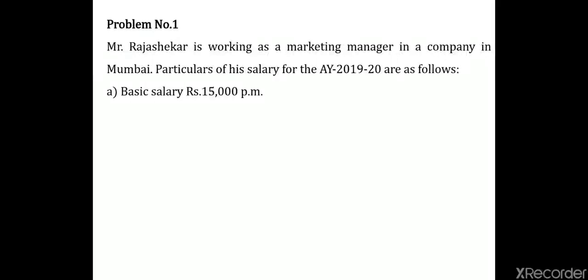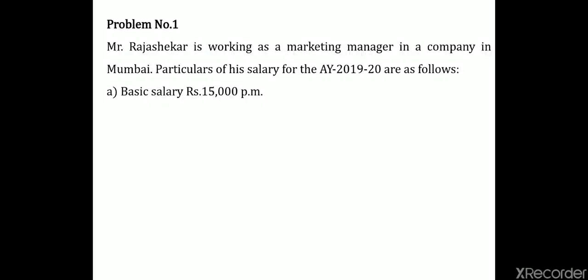First, basic salary, rupees 15,000 per month. If any amount is given on a monthly basis, you have to multiply it by 12, and if there are further calculations, you go through them. But for the basic salary there are no further calculations. Directly multiply 15,000 by 12, so 15,000 into 12 will be the salary.